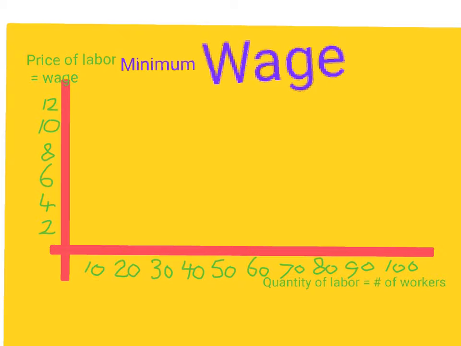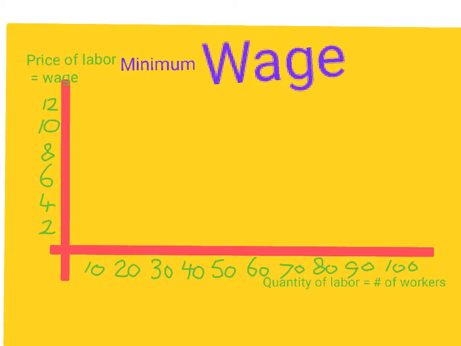Hello, everybody. We're going to talk about the minimum wage today. And when we talk about wages, we're really talking about prices of labor. In other words, if we graph a demand and a supply curve, on the vertical axis, we're going to put the price of labor. Instead of the price of strawberries or the price of blueberries, it's the price of labor. So it's the same kind of idea.